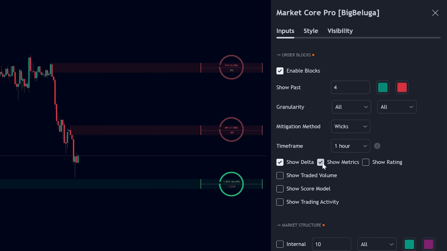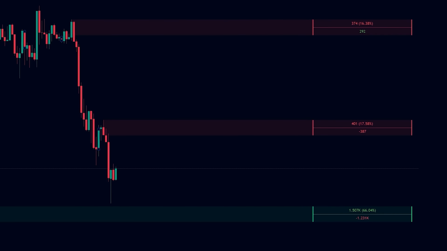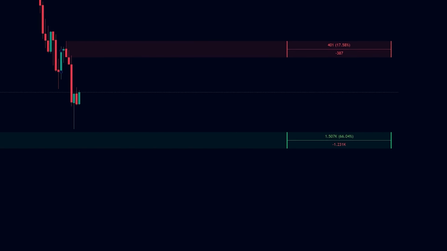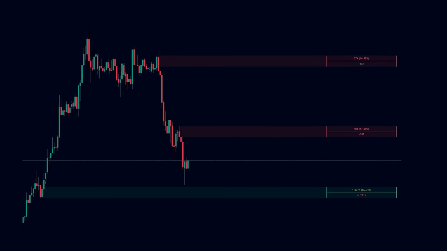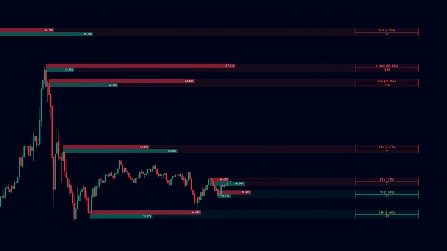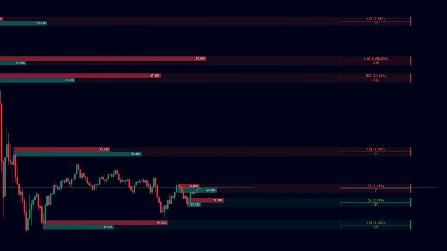Once you've explored delta insights, move on to Show Metrics to uncover the total volume distribution among all visible order blocks. Each block is assigned a percentage, representing its share of the total volume across displayed blocks. For example, in the image shown, the bullish order block holds 66% of the total volume, marking it as a zone of intense market activity. This helps you quickly identify the blocks with the most significant market influence, allowing you to focus your strategy on these key areas. By targeting blocks with higher percentages, you can anticipate stronger price reactions, refine your entries and exits, and align your trades with institutional activity.